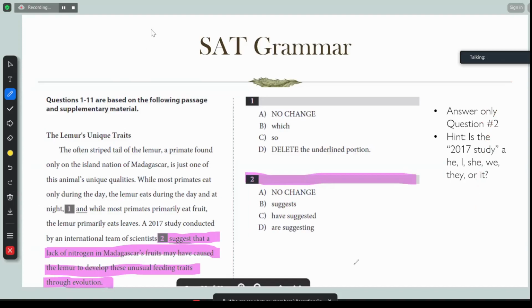Okay. So I hope everyone got something out of this SAT grammar practice. We'll be doing these in a lot of our lessons. A lot of you did great. The correct answer is B. So I'll put this correct answer.